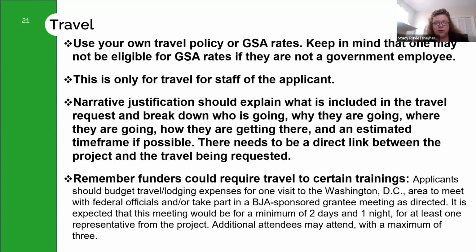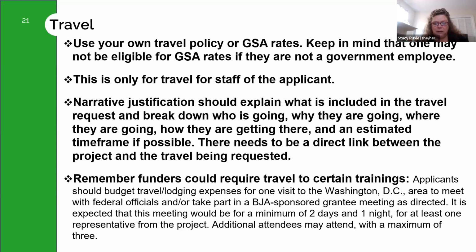This section is only for travel for the staff of the applicant, not for any subaward staff or for any consultants that you hire. You're going to want to break down your narrative justification, and you're going to see in the next slide what is included in the travel request, and then break down basically the who, what, where, why, and how. Who's going? Why are they going there? Where are they going? How are they getting there? And an estimated time frame if possible. So if you know you're going to a specific conference, it's always in November, you could say November, and that's why we picked these particular GSA rates.